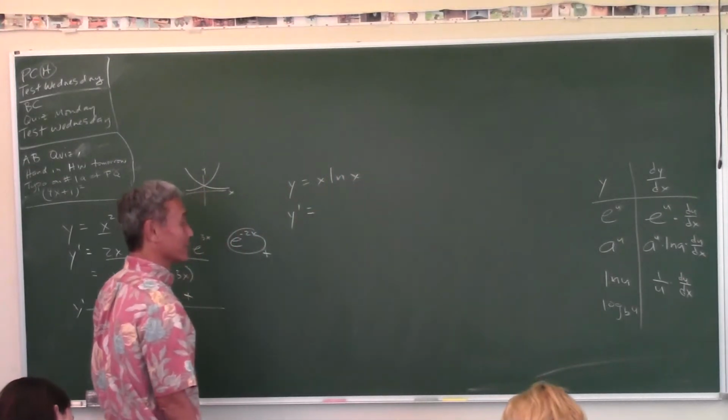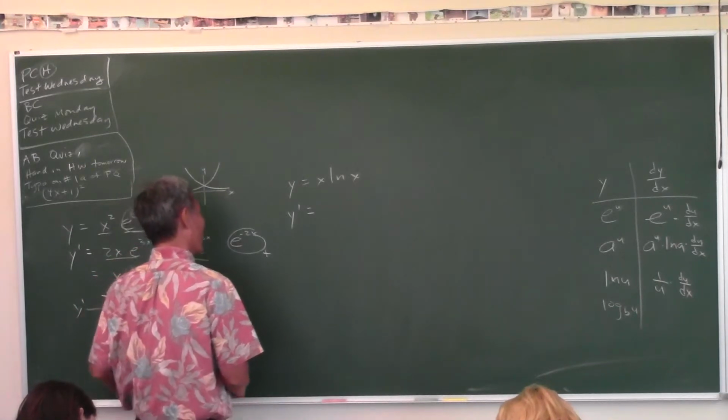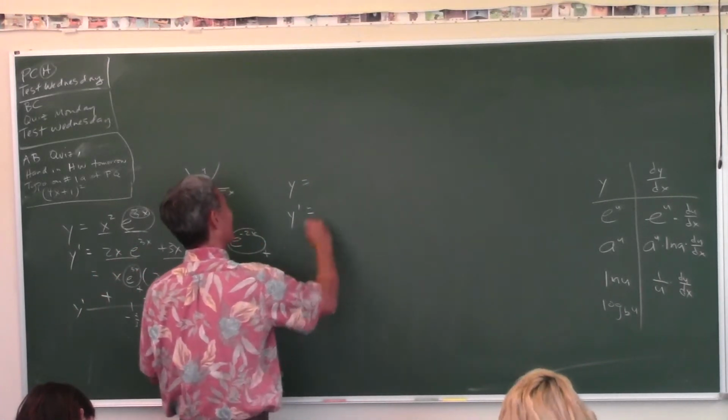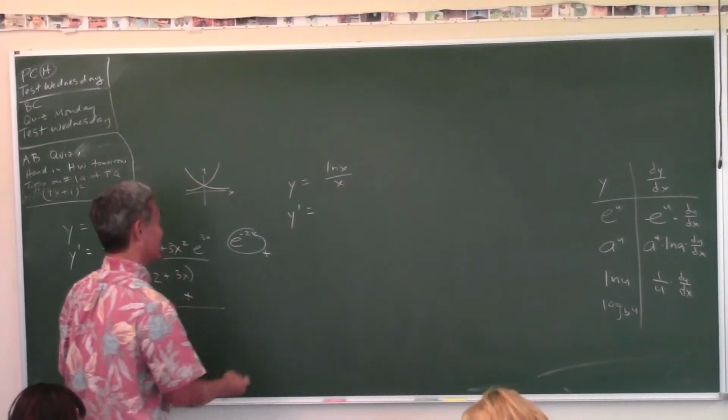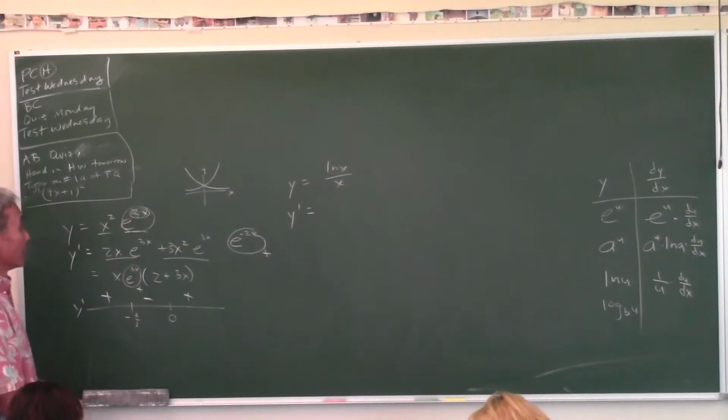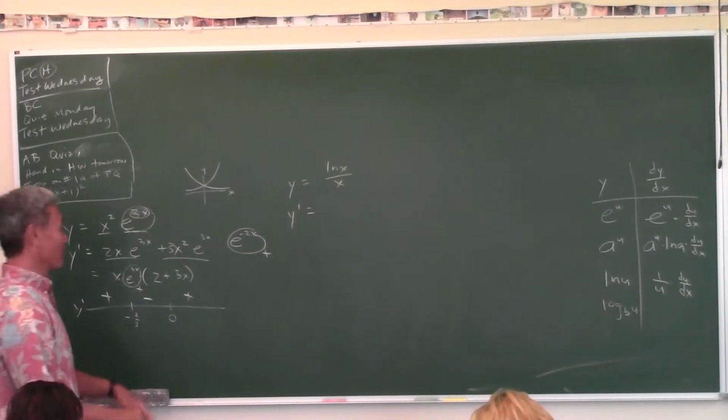How do I take the derivative of that? You know what? I changed my mind. I'm going to go natural log x over x. We already did product rule. Let's do a quotient rule. Well, I see a quotient. I'm going to use the quotient rule.